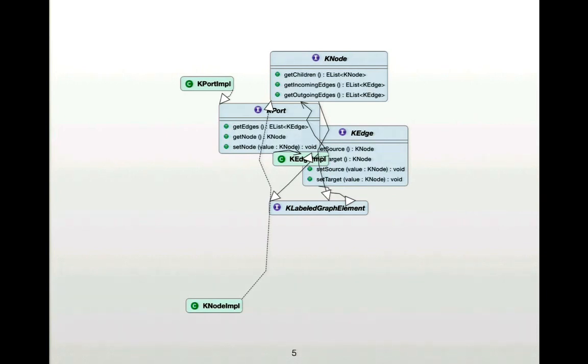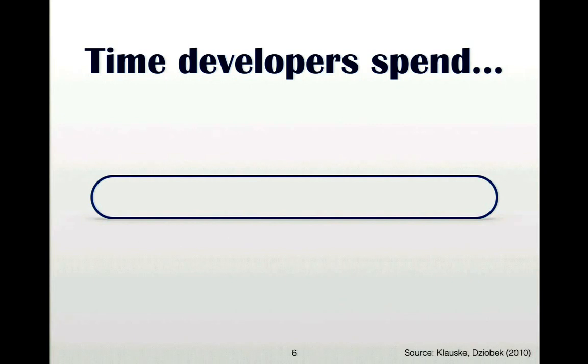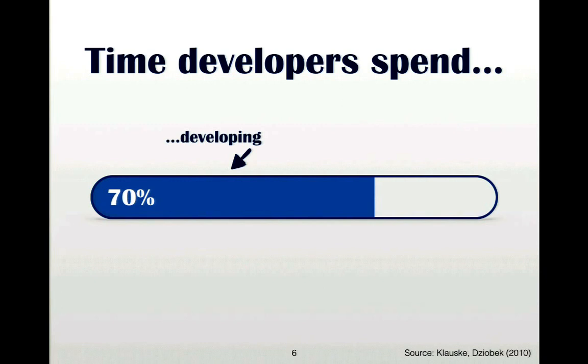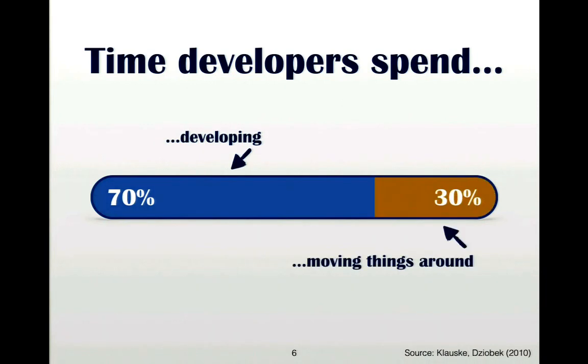But placing elements in a diagram takes a lot of time. And there are people, as with everything, who estimated how much time it takes. So let's take a look at what they think it takes. They estimate that developers spend about 70% of their time developing and 30% of their time moving things around. Now, we have to be careful with such numbers. So what do these numbers actually mean? The people who did this estimation actually sat down with developers who were using visual languages to develop, I think it was automotive software. And from watching these people, they estimated exactly these numbers.